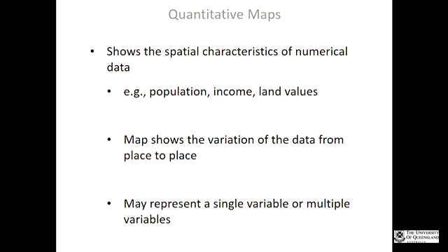So I guess there's two types of data we might want to think about. We might think about quantitative maps. In this case, I mean quantitative continuous variables, so things like population, income, land values. Maps show variation in those values from place to place. And although I said thematic maps are really about a single theme, actually we can show multiple variables. So we might show something like population size and income, for instance, and I'll show you an example using 3D mapping of how we can visualize multiple variables.